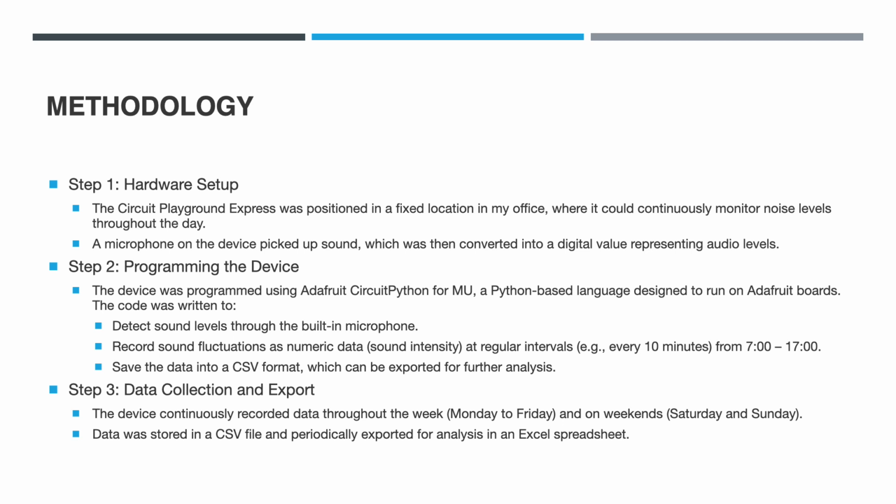The next step was programming the device. The device was programmed using Adafruit CircuitPython for Mu, which is a Python-based language designed to run on Adafruit boards. The code was written to detect sound levels through the built-in microphone and then record those sound fluctuations as numerical data. As for how often it was recording the audio, it was recording all the time, but the data was taken down at 10-minute intervals between the hours of 7 a.m. to 5 p.m., or 1700 hours. It then saved the data in CSV format, which I could export for further analysis into Excel.